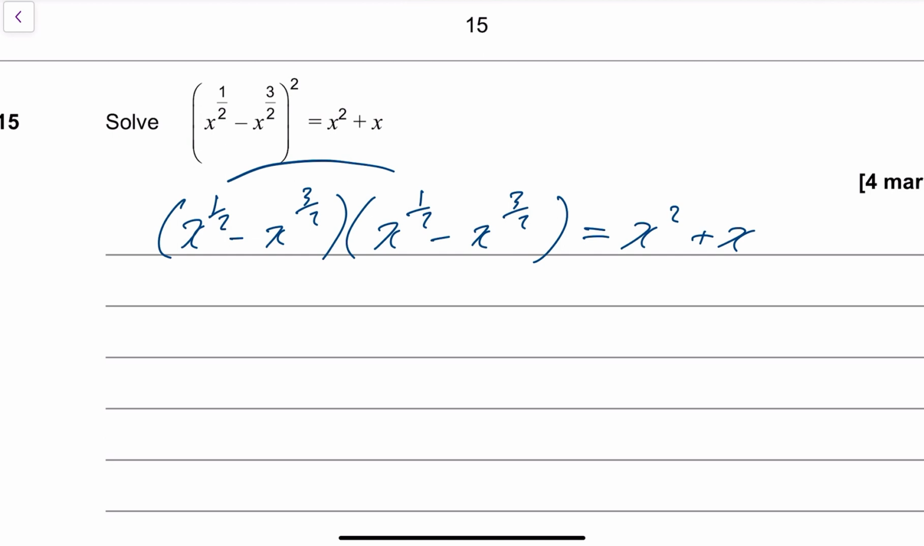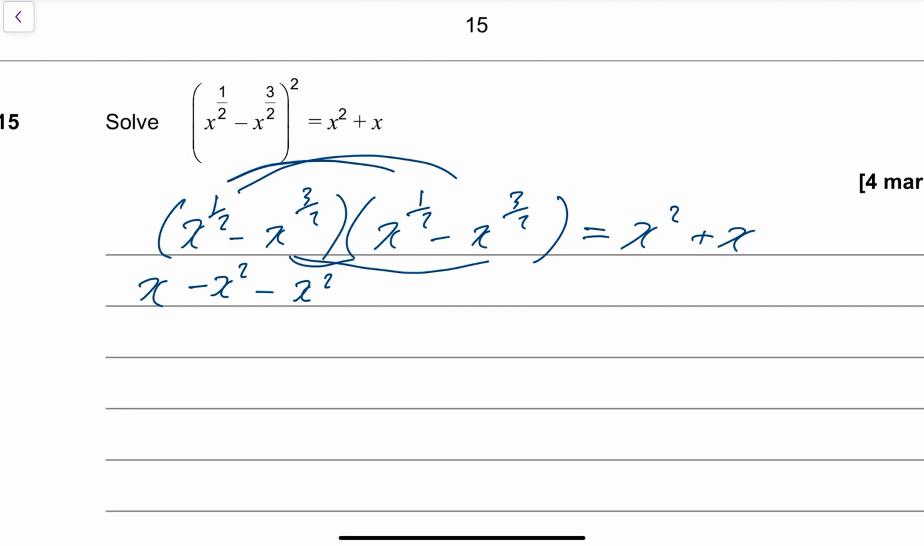x to the power of a half times x to the power of a half. Add the powers, you'll have a half plus a half, which is just 1, so it's just x. And x to the power of a half times minus x to the power of 3 over 2. Again, adding the powers, you'll have x to the 4 over 2, which is just x squared. Same idea here, you'll have another x squared, and then this one times this one, that's going to be x to the 6 over 2.